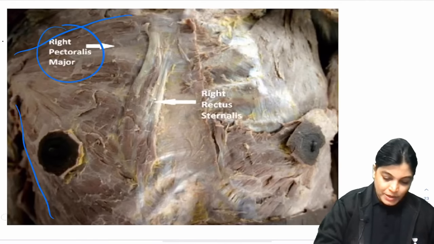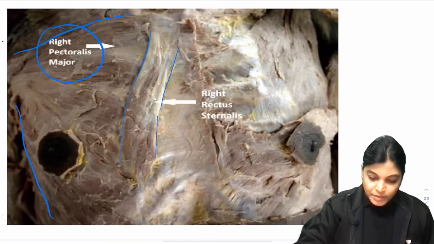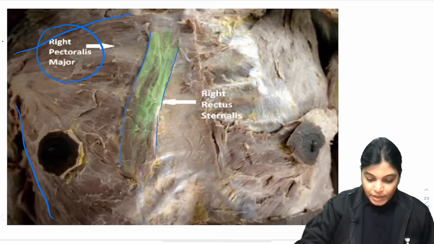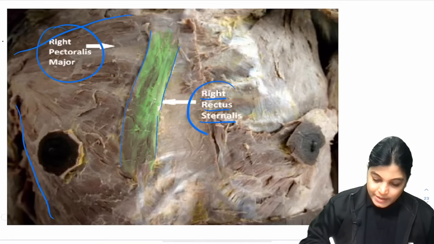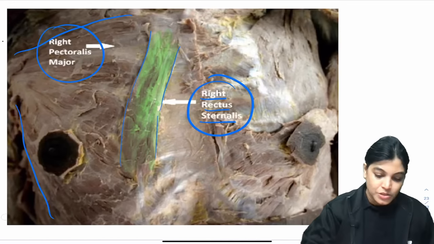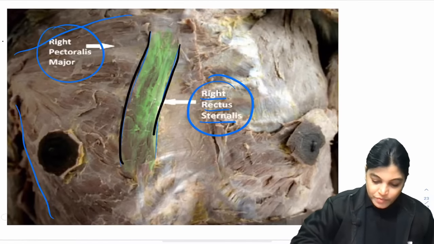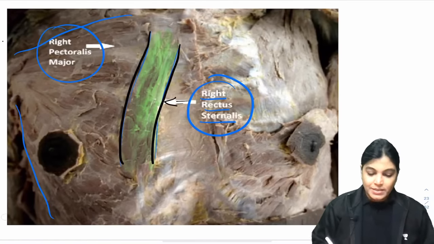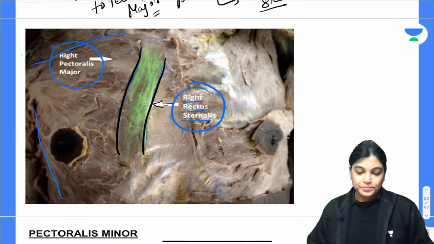This is the pectoralis major muscle, and just superficial to it, this muscle which is running. So if I talk about this muscle which is running superficial to rectus, superficial to pectoralis major muscle, this is called as rectus sternalis muscle. So everyone, have you understood rectus sternalis muscle? This is a muscle which is present in few of the cadavers, and in few dissections you can get it, which is lying superficial to pectoralis major muscle, medial part.